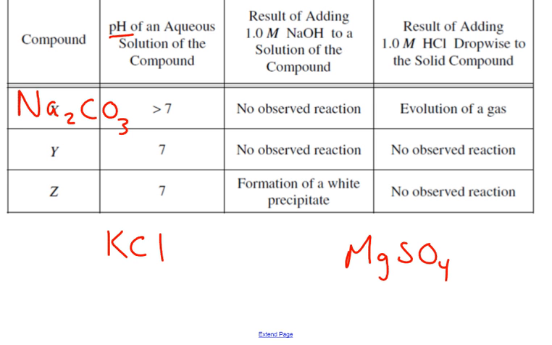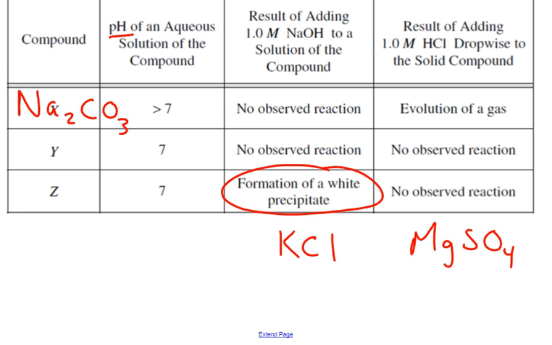Okay, so now we got to go to here. So I guess the only thing I can go off of, honestly, is this, right? I mean, there's nothing else. Or you could say no observation is observed. No reaction is observed, meaning that there's no precipitate. So which one makes a precipitate?